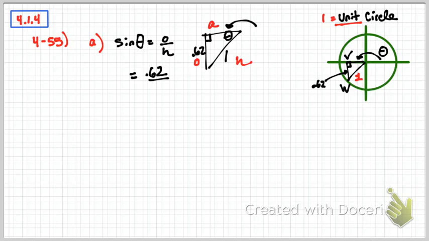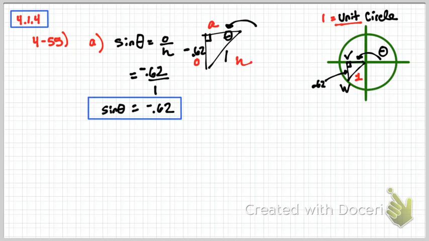over 1. Oh, actually, I should say negative 0.62 since we're going down. We're in quadrant 3. So my answer to this would be negative 0.62 for sine of theta, because it's your opposite over your hypotenuse. Alright, let's go down to B.